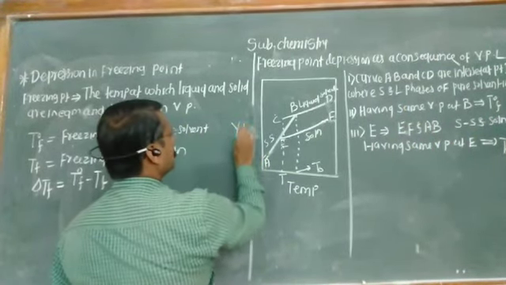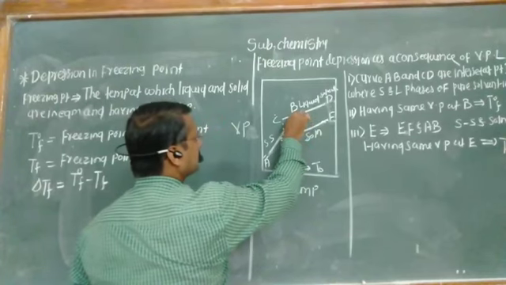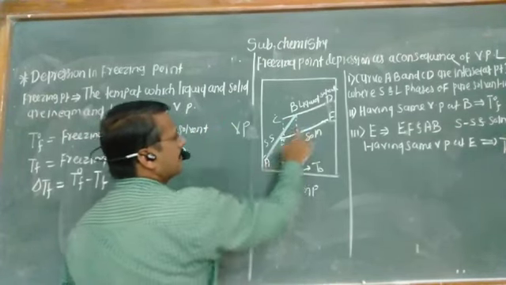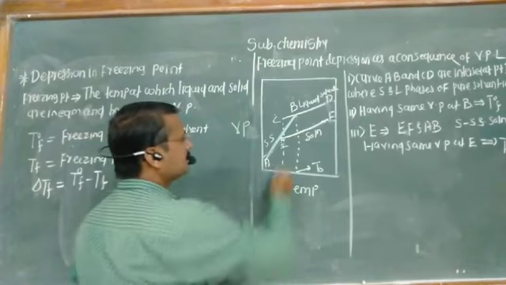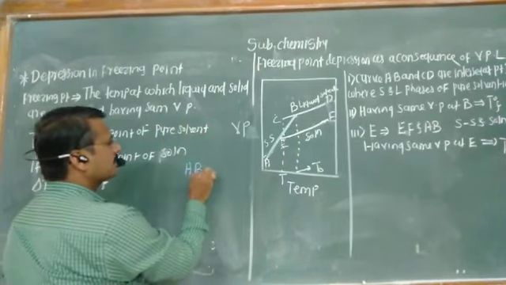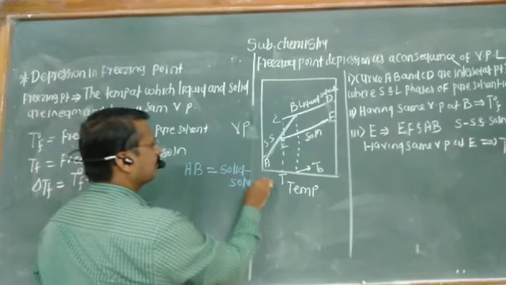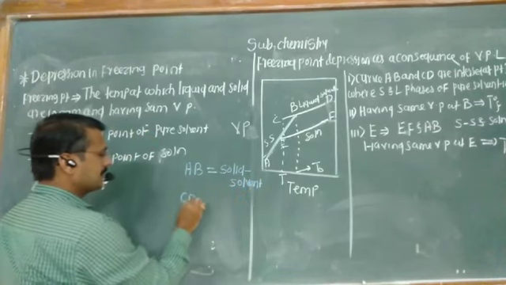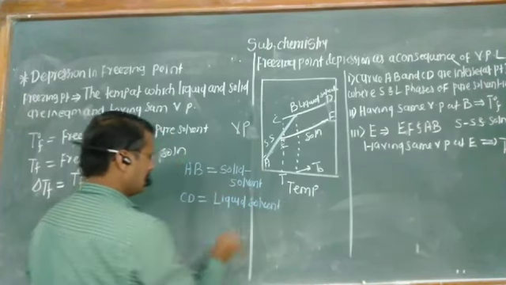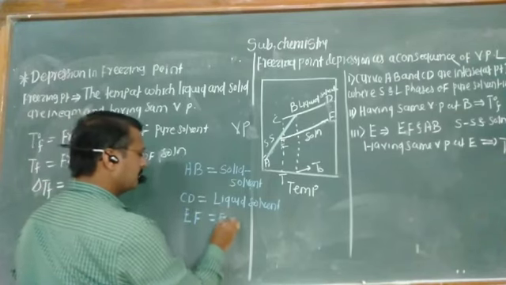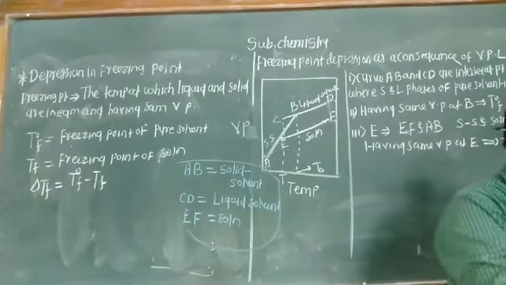If we draw the graph, we take vapor pressure here and temperature here. In it we have curve AB, curve CD, and then curve EF. Curve AB is for the solid solvent. Curve CD is for the liquid solvent. And curve EF is for the solution. These are the three curves which are in front of you. These are the three curves we have taken. Now we have to discuss one thing.